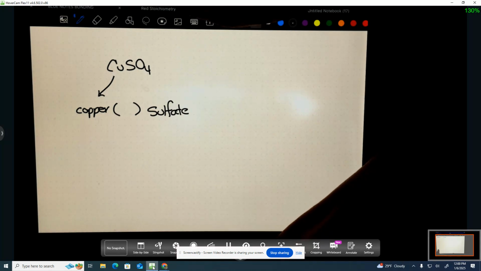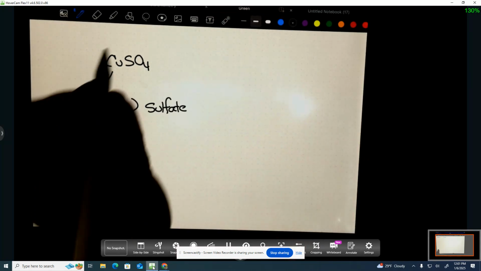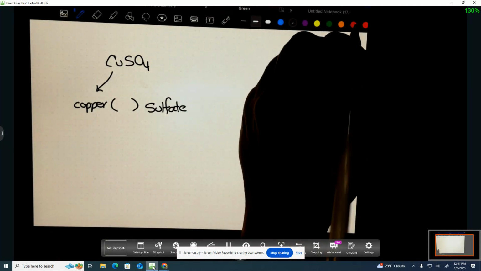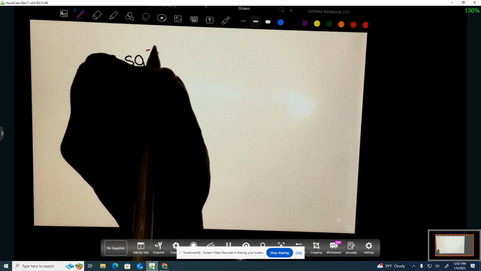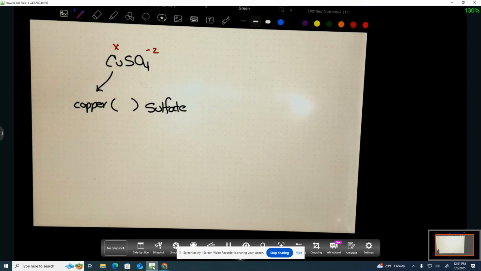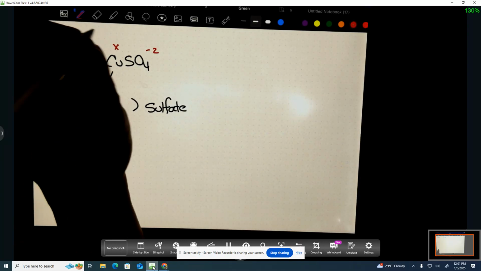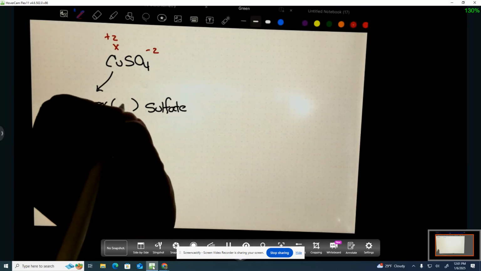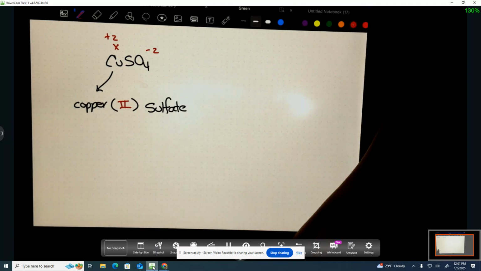It's the 2. Now, this is how you know. The sulfate has a -2 charge. So what did the copper have to be? A +2. So this had to be copper 2 sulfate.